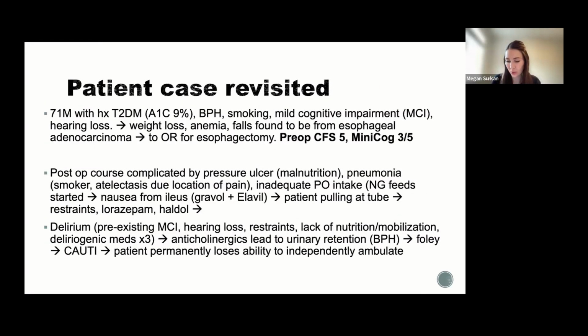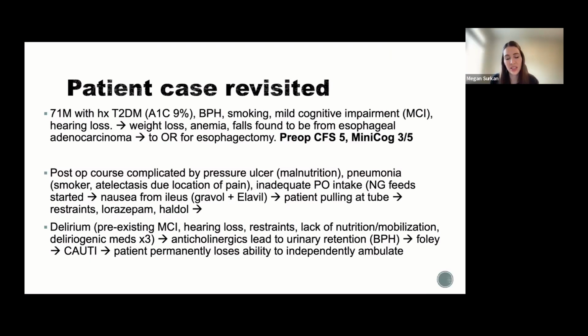So I'll just talk about the case quickly. I also have some information about what they do elsewhere, and I'm happy to chat about that. So this gentleman is a 71-year-old with diabetes, BPH, smoker, MCI, hearing loss, esophageal adenocarcinoma, and esophagectomy.